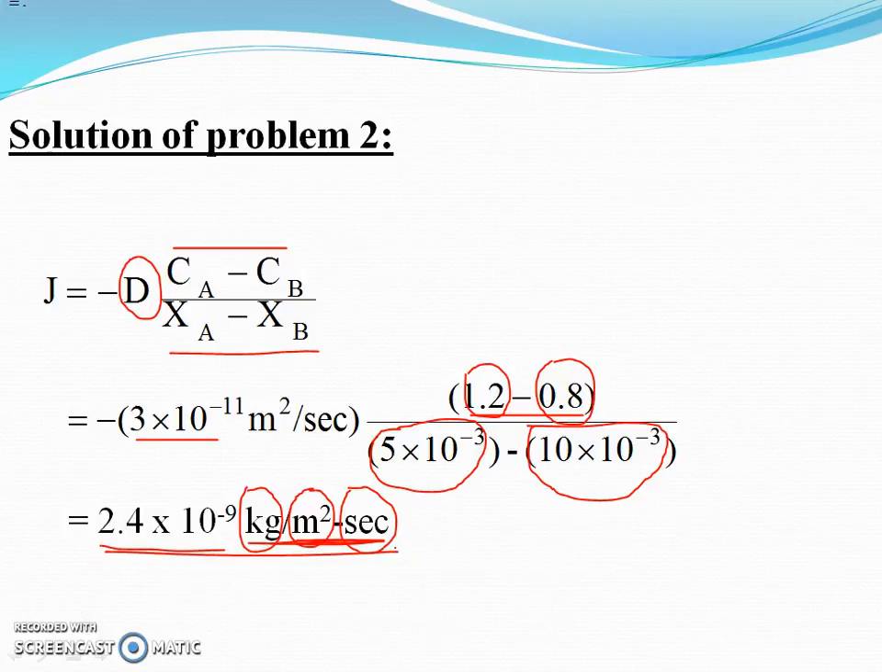It must be a very low amount. We know molecular diffusion is a very slow process, so in a second, through 1 meter square area, only this much, 2.4 into 10 to the minus 9 kg, a very low amount of carbon will be diffusing through the metal plate. So this is quite a low value, and as the plate is of metal, the diffusion process is obviously expected to be very slow.